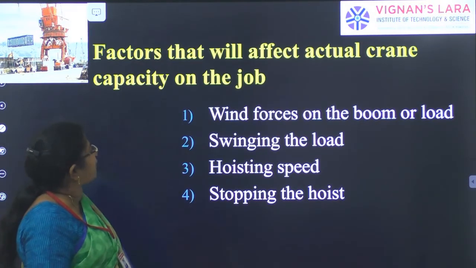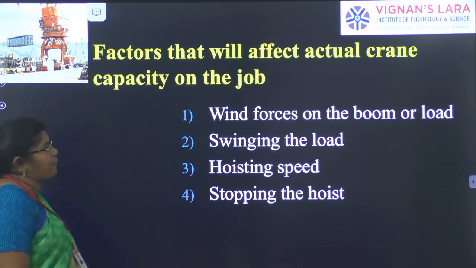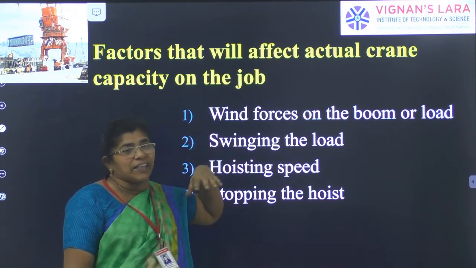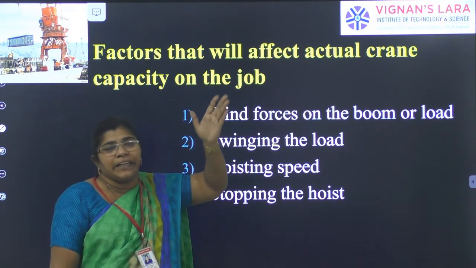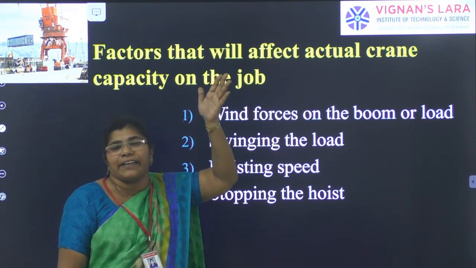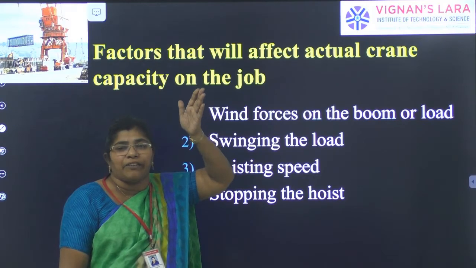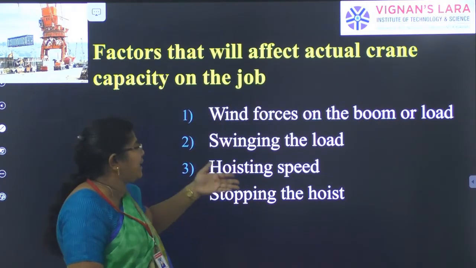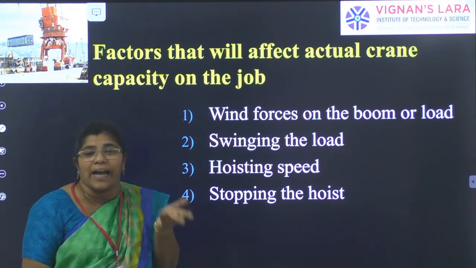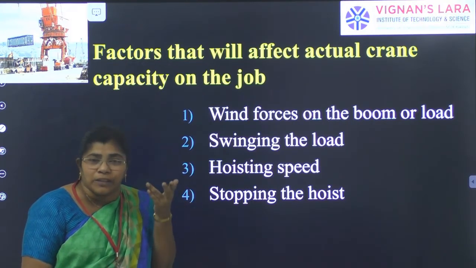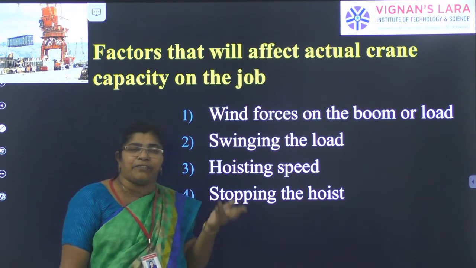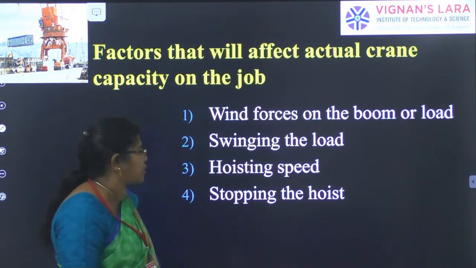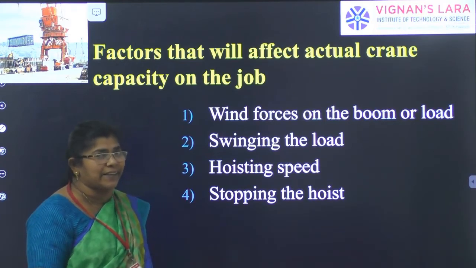What are the factors that affect the actual crane capacity at the jib? Wind forces. Because the crane is very tall, almost 10 to 30 feet in height, the wind forces will act depending upon the height and on the boom. If the wind forces are more, then the crane efficiency gets less, and it can take only small amounts of load. Then its capacity is given accordingly.